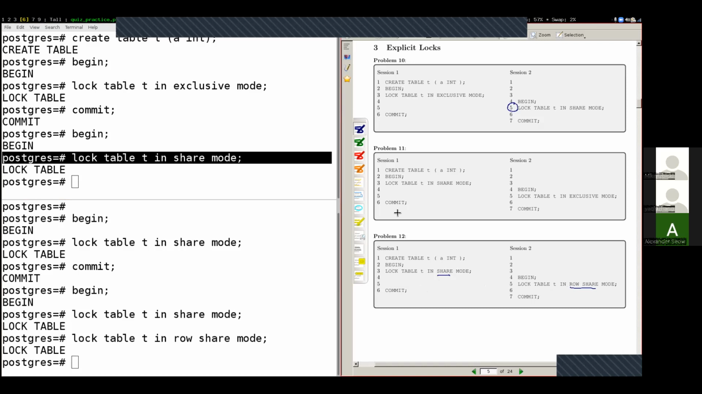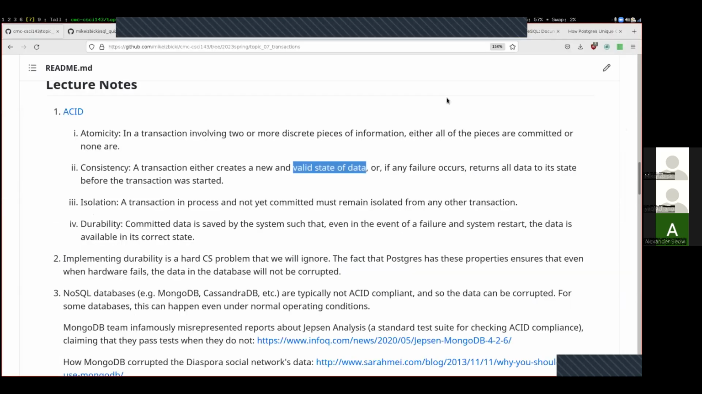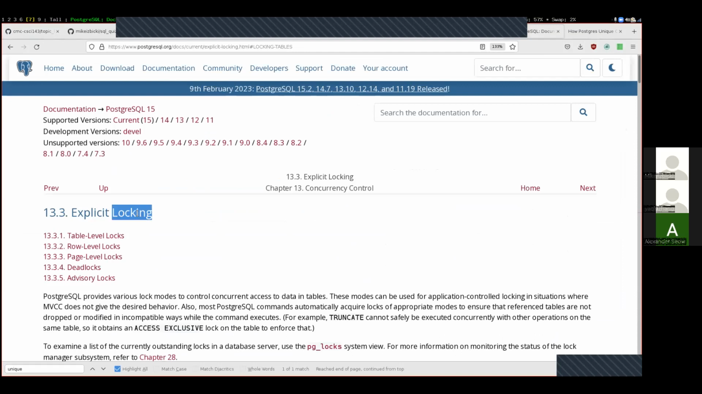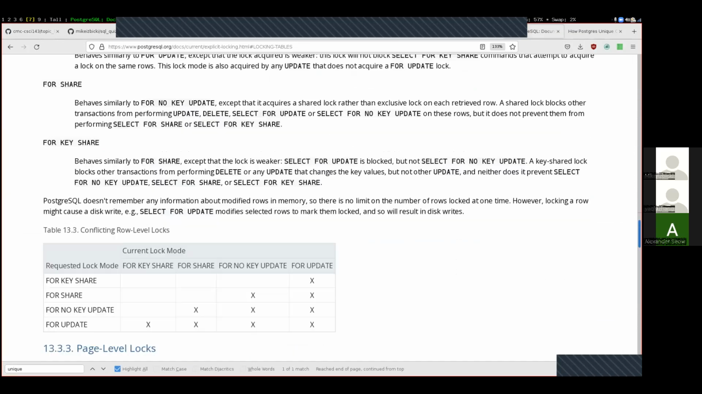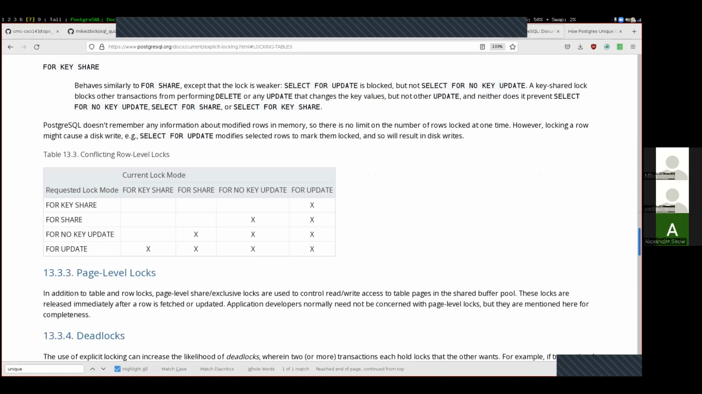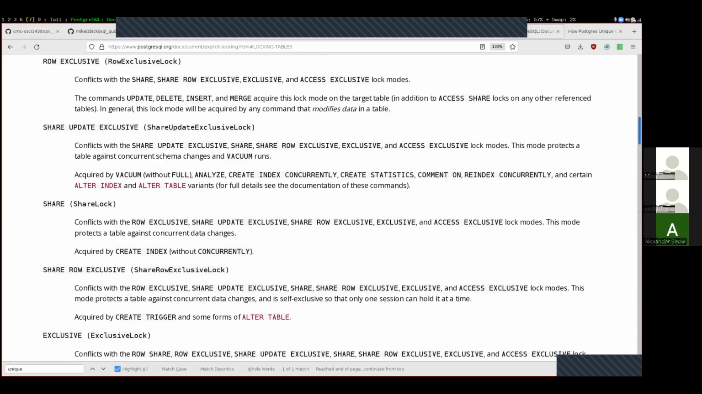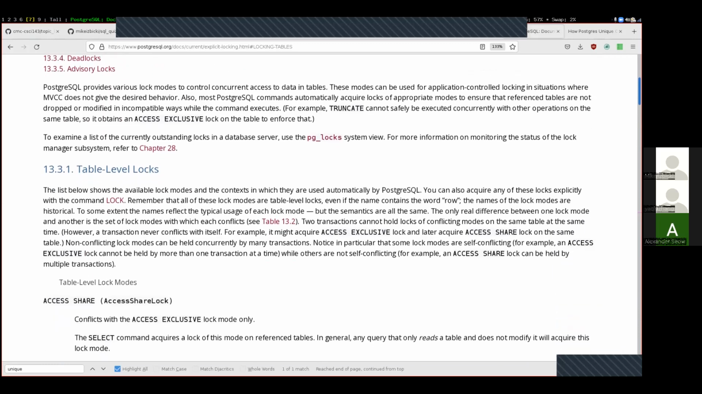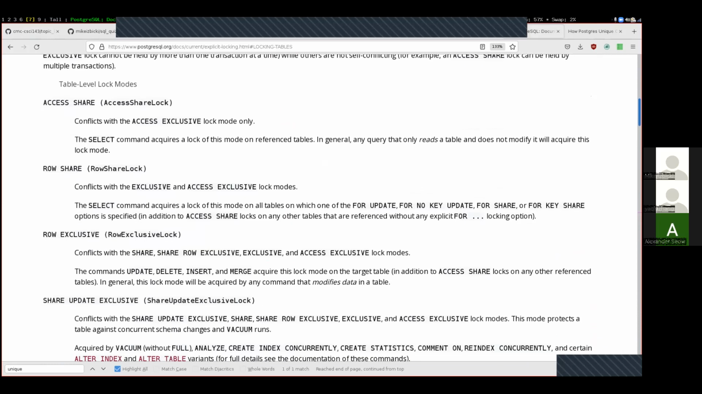How do you know which lock levels block which other lock levels? If we come over to the Postgres documentation, under the quiz details, this is the bottom explicit locking section right here. If you click on that link, you'll come over to this explicit locking web page. You're going to be responsible for understanding the entirety of this documentation page. You don't have to memorize it. Again, you'll be able to have access to this during the quiz, but there's a lot of information on here that you'll have to look up and figure out exactly what's going on for an individual problem.